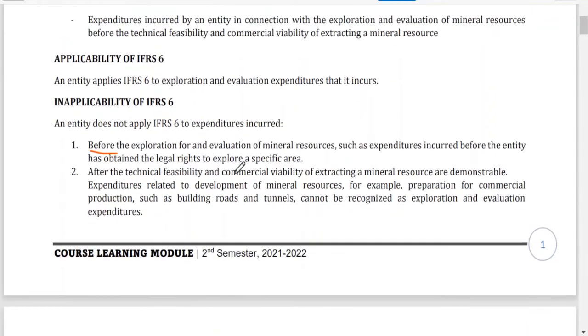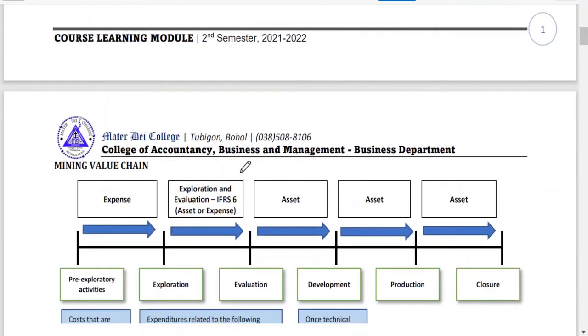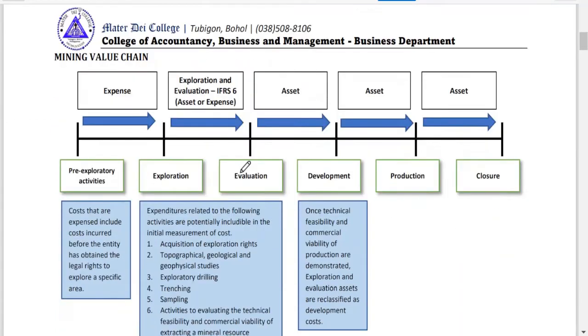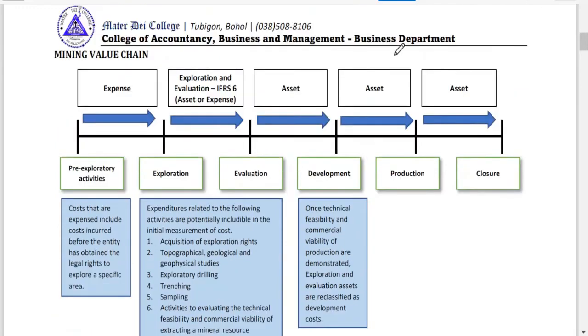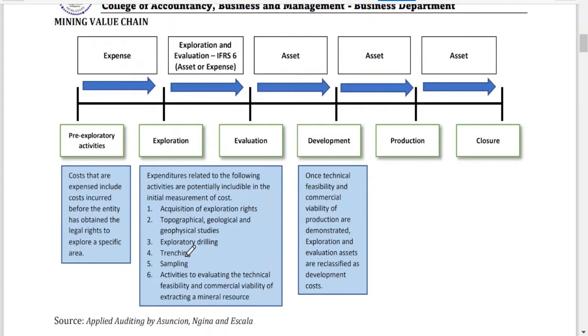To illustrate at what stage this IFRS 6 is being applied, we will use this mining value chain. This diagram, this illustration, is from the book of Asuncion, Nina, and Escala. So this is the mining value chain from pre-exploratory activities until the closure of that mining activity.